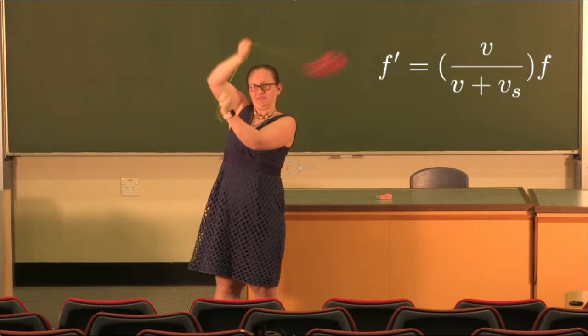So the ball in this case is the source. So the equation to describe the observed frequency is given by v, the velocity of sound, divided by v plus vs in this case. The plus sign because the source is moving away from the observer. So in this case, we end up with a smaller frequency, and so you hear a deeper sound.